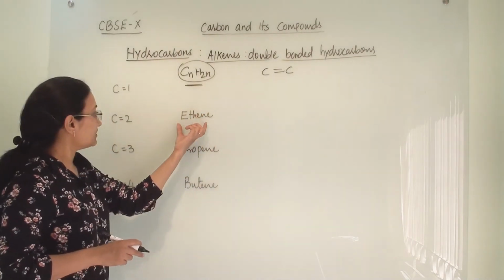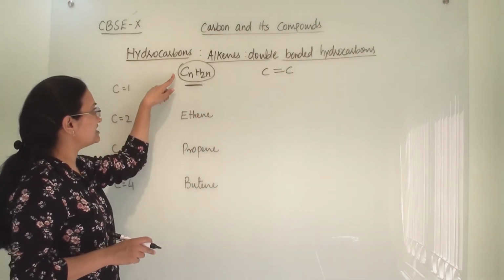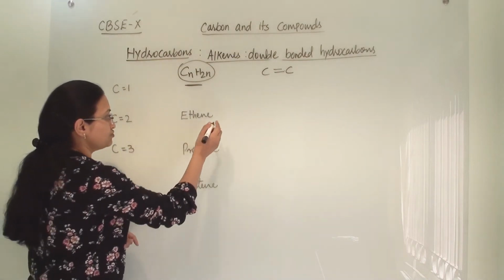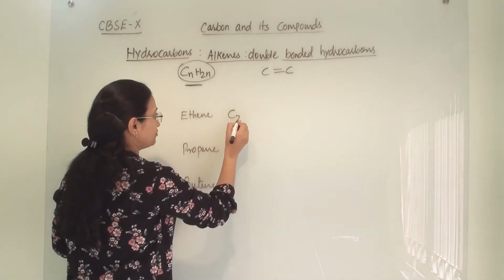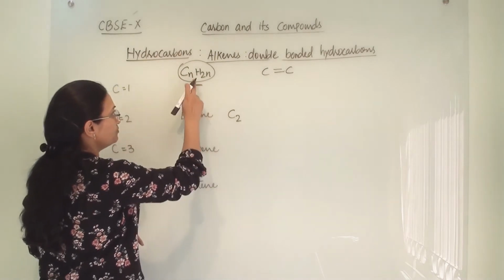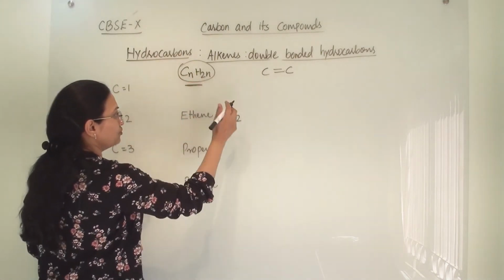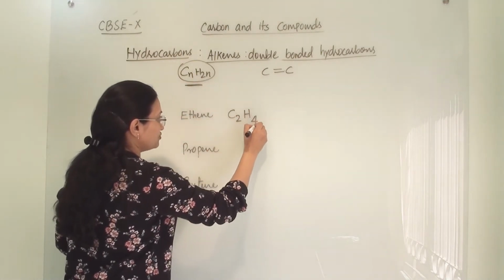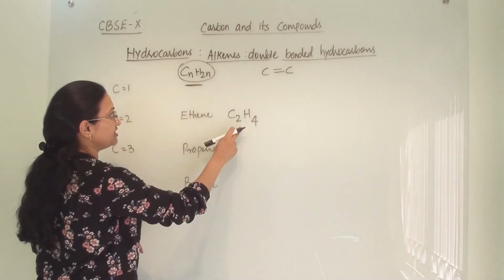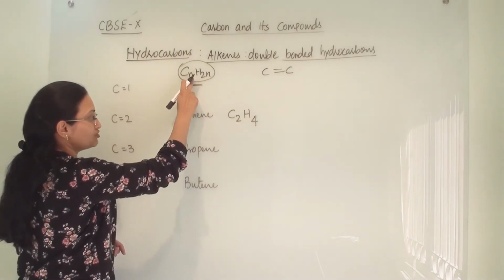Now here it is ethene and the homologous series is CnH2n. So when we are keeping n equals to 2, it is C2. So 2 into 2, so H equals to 4. So this is the molecular formula of ethene, C2H4, and we got it from this homologous formula.